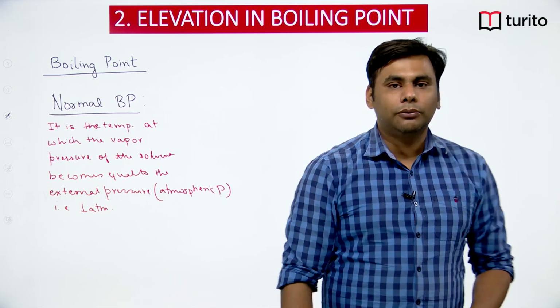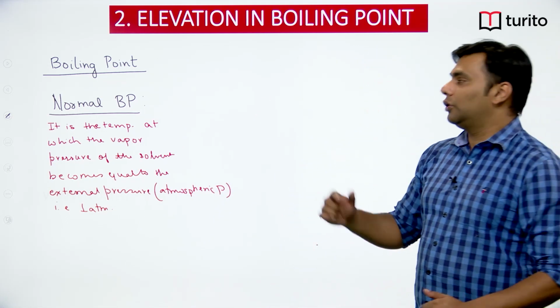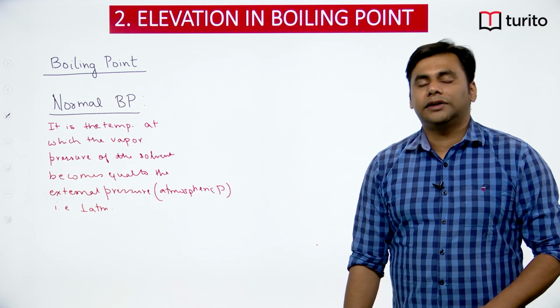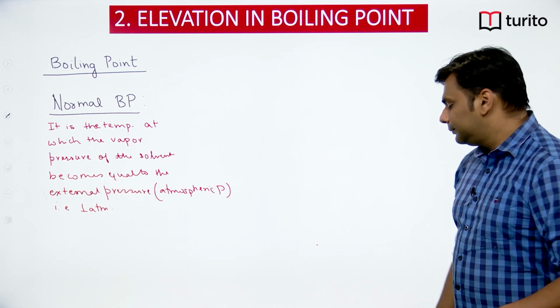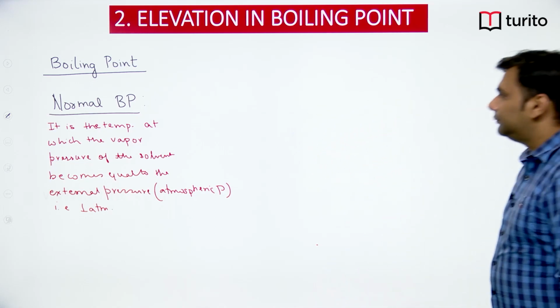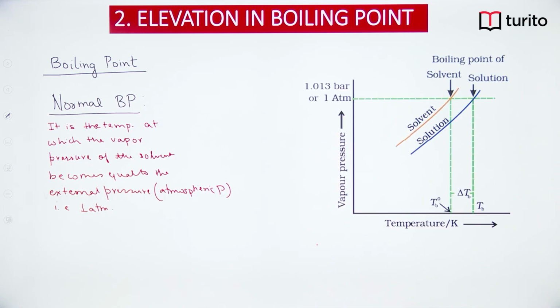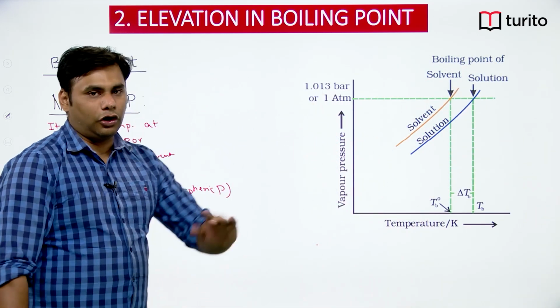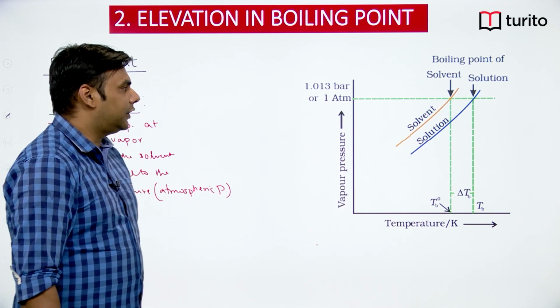So elevation in boiling point is also a colligative property because it depends upon the number of particles of non-volatile solute added in this case. Okay. Hope this is clear to everyone. So you can have a look at this. We'll sketch the phase diagram of water in the next lecture. I will explain to you what a phase diagram is.